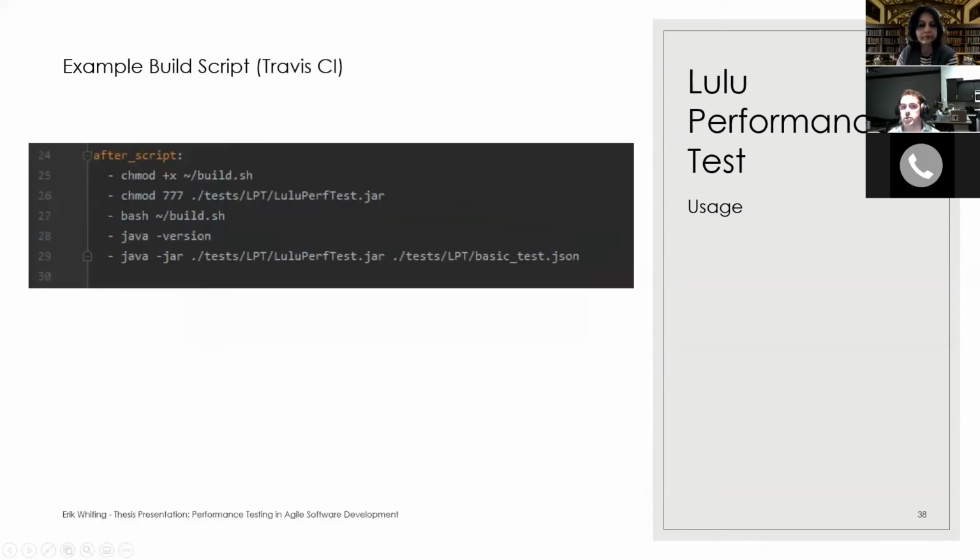This is an example of a build script that would be used with Travis CI. I'm going to show you a build script in a little bit, but this is part of one. And basically this is the important line to look at. So we call the LULU performance test jar file, and we pass it the DSL script location, and it's the same DSL we just saw.